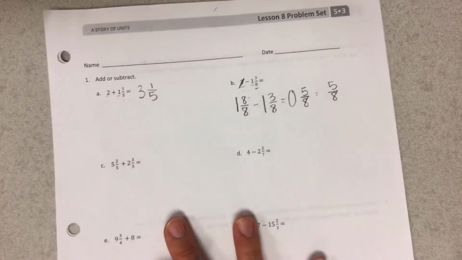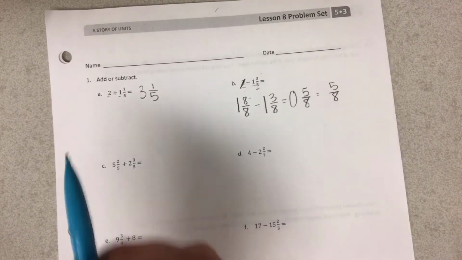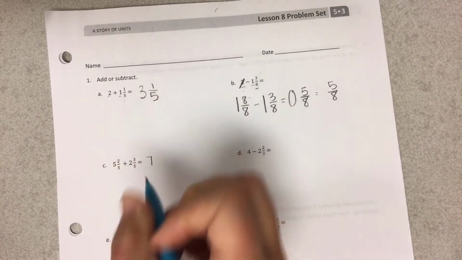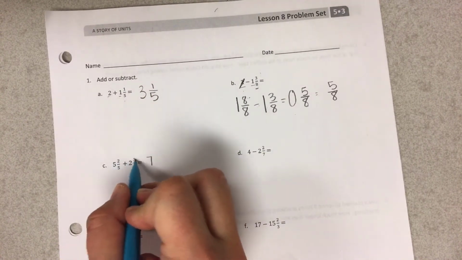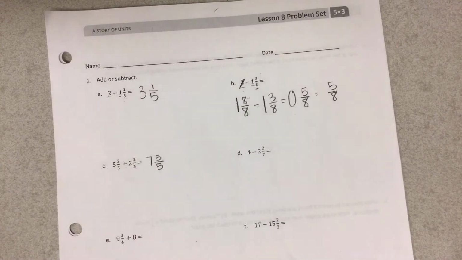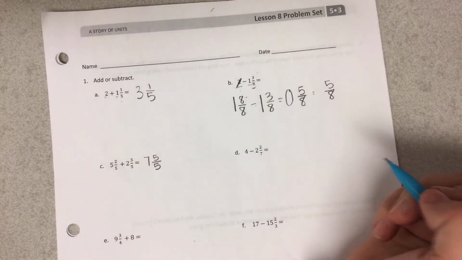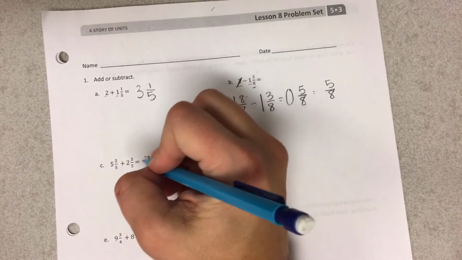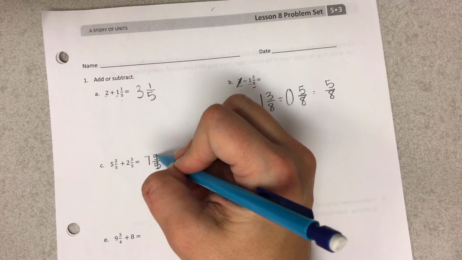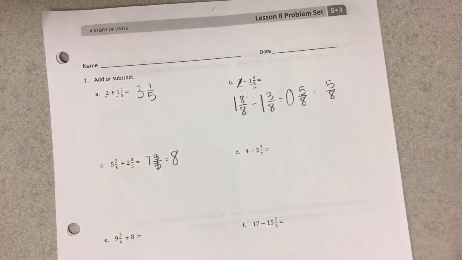Okay, so down here, this is pretty nice. I've got common denominators, so I don't need to worry about that. I'm going to add up my whole numbers, which is 5 plus 2 is 7. And then I'm going to add up my fractions, which 2 plus 3 is 5, and my denominator is fifths. Now this one you're going to be able to look at, because what does 5/5 equal? It equals 1. So this essentially is 7 and 1. I'm just turning that into a 1. So 7 and 1 is going to equal 8.